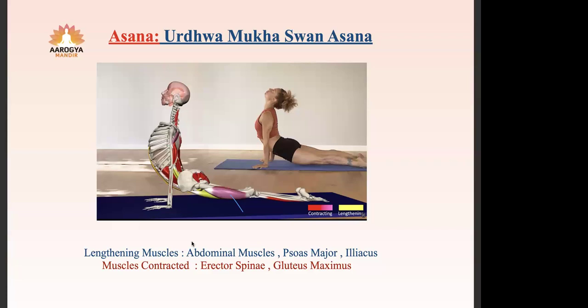So let's see what are the muscles getting contracted and what are the muscles getting stretched. So if you see Urdhmukh Shvanasana, the muscles which are getting lengthened are abdominal muscles, the psoas major, and the iliacus. And the muscles which are getting contracted are erector spinae and gluteus maximus.